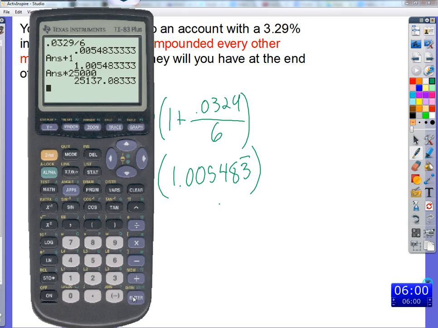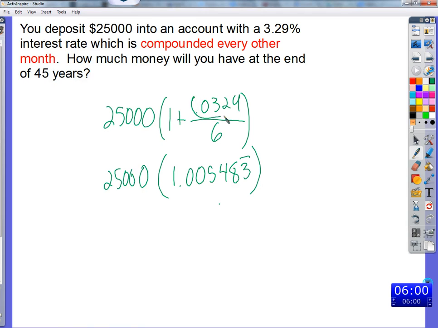So what we did is we took this right here. This is the percentage you would get in 1 year. But then we're compounding it more often than that, so we're going to get 1/6 of that percentage after 2 months. Then we're going to get another 1/6 after another 2 months, and another 1/6 after another 2 months, and another 1/6 until we have all 6/6 of this, or 3.29%. We cut this into 6 pieces, and we get 1/6 of it every 2 months, every other month.